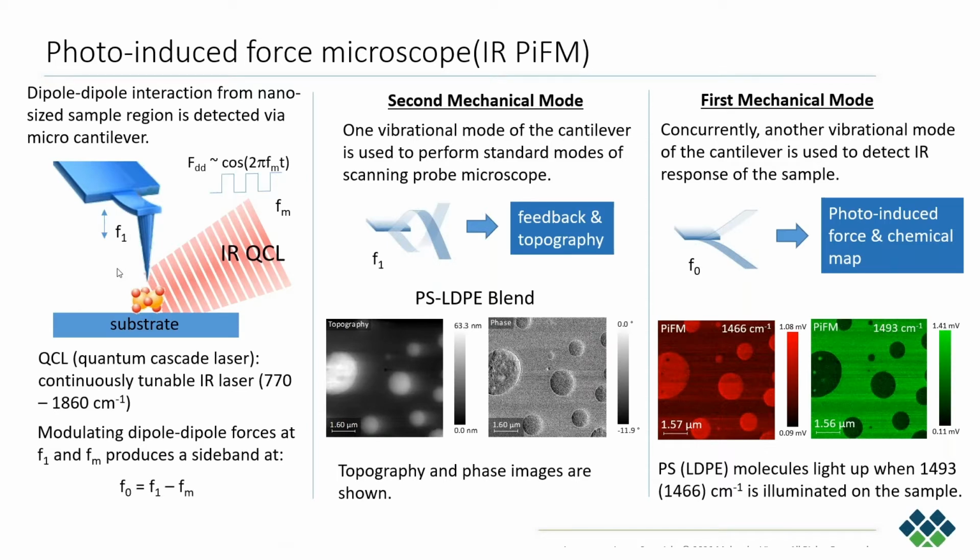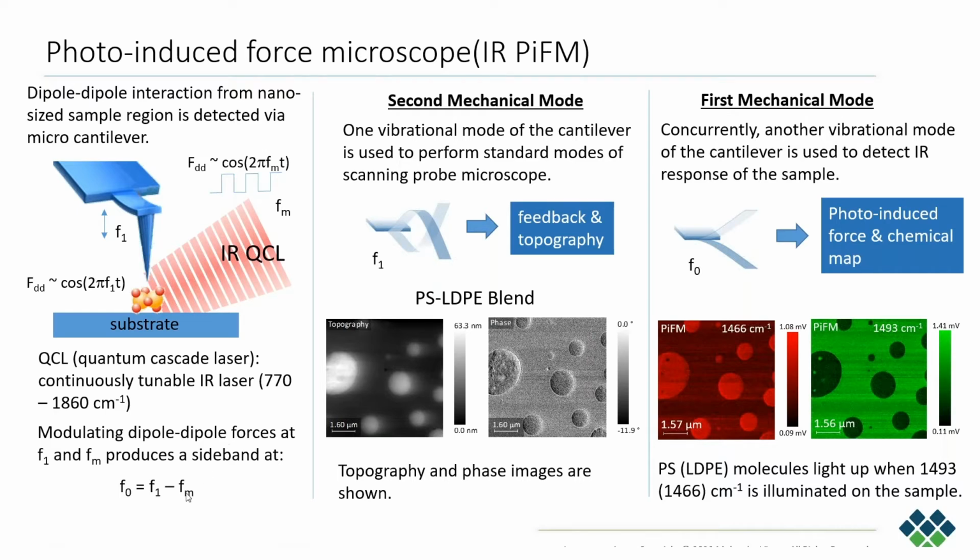Since the dipole force, which is the nature of this photo-induced force, is a very gap-dependent force, basically when it's closer, the force will be stronger, and farther away, it will be weaker. So it will also have this sinusoidal cosine of 2πF1t behavior. So when you have these two cosine terms, you will create two sidebands, one at the sum frequency and one at the difference frequency.